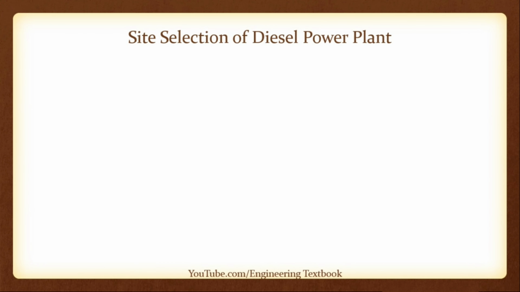Site selection for diesel engine power plant. The factors affecting the site selection of a location of a diesel engine power plant are listed below. Bearing capacity. The diesel engine is placed on a foundation. If the bearing capacity of the selected land is high, then it does not require a high depth for the foundation, and it will save the initial cost of the power plant.